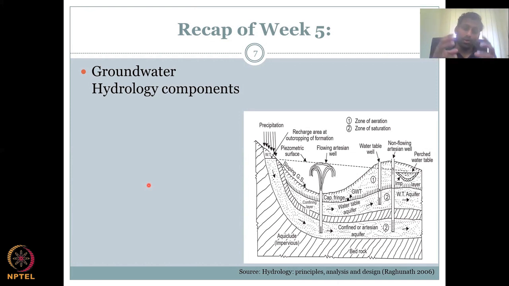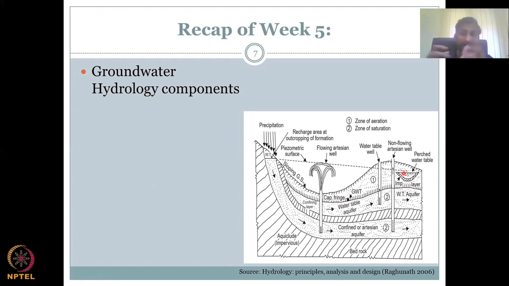If you have a groundwater soil component where water can enter, but it doesn't get connected between the pores, then what happens? It just gets stagnated like a perched aquifer. So that also we would not be looking at here. We have the perched aquifer, but we would not be looking at it in detail, because the presence of such aquifers is very limited.